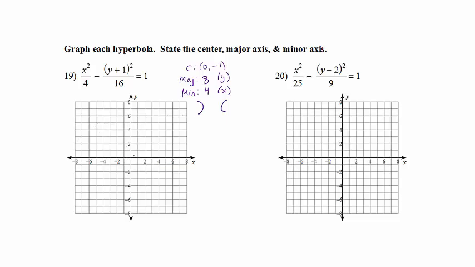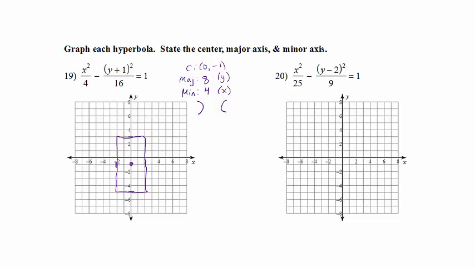So put it all together on your graph. You're going to plot 0, -1 for your center. Since our major axis is 8 and has to do with y, we're going to go up 4 and down 4. And since our minor axis is 4, we're going to go right 2 and left 2. And we draw a rectangle that basically it ends up being 8 tall and 4 wide.